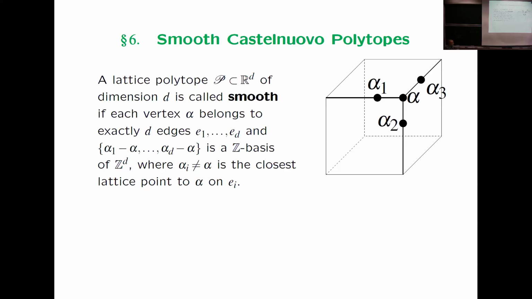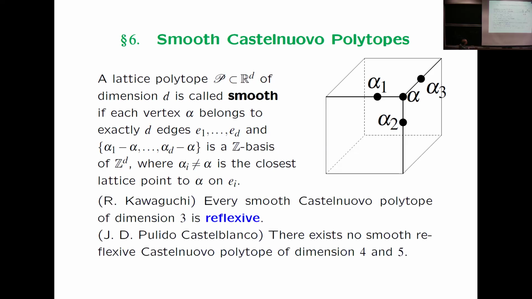Of course, this is related with algebraic geometry, smooth varieties. Kawaguchi showed that every smooth Castelnuovo polytope of dimension 3 is reflexive. So in this case, reflexive means the number of interior lattice points is exactly 1. And also, Castelnuovo proved in his master thesis that there exists no smooth reflexive Castelnuovo polytope of dimension 4 and 5. He proved this because there is a program to find all smooth reflexive polytopes, so by computer.